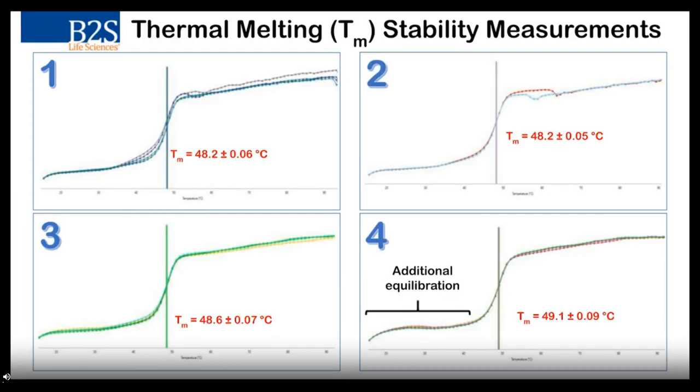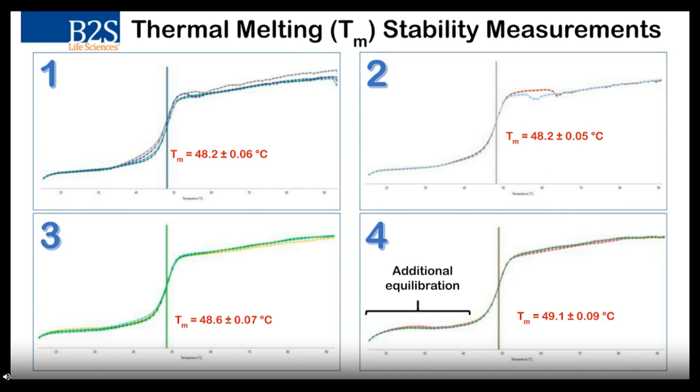So if we move on to the individual plots of the thermal melting of the 4 numbered candidates, candidates 1 through 3 all look essentially the same. The TM is about 48, so 48.2 to 48.6.